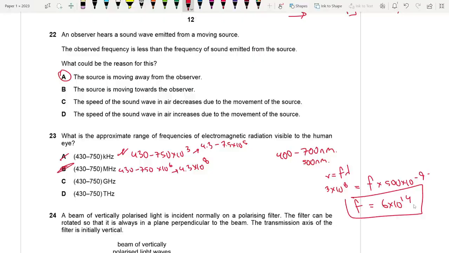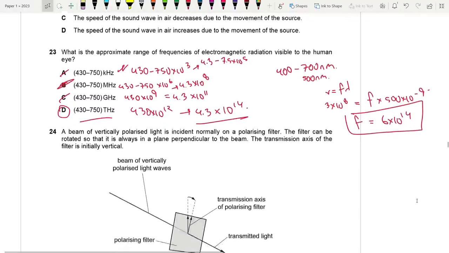So A and B are both wrong. 430 times 10 to the power 9, which is 4.3 times 10 to the power 11, still wrong. It needs to be D, guys, come on. 430 times 10 to the power 12, which is 4.3 times 10 to the power 14. Perfect, it falls in the range.